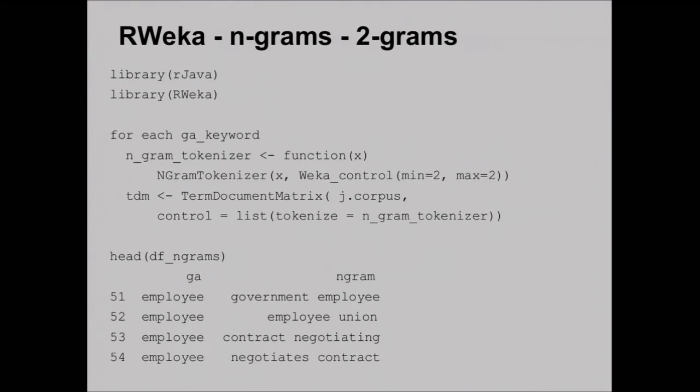And I think the main difference between association rules and n-grams is that in association rules, order does not matter. For instance, buying milk and bread and butter is the same as buying bread and milk and butter. In this case, the order is actually important. We can see here that for the word employee, what people are typing in is government employee, employee union, contract negotiation, negotiation contracts, and so on. So again, we get words that seem to make sense.